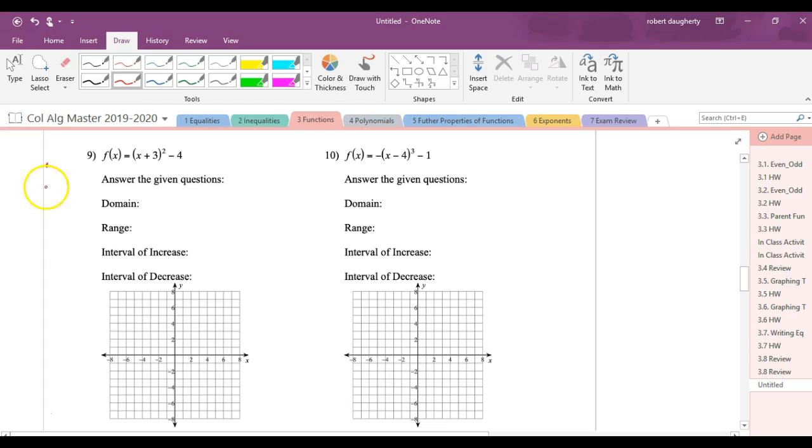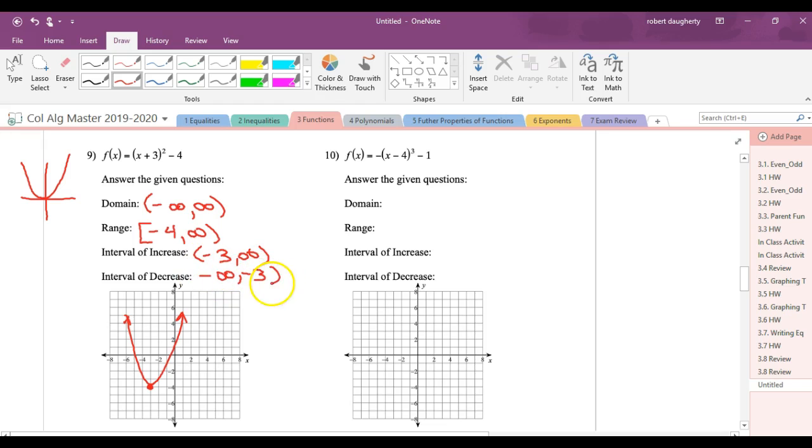This is based on the graph of x squared, and what has happened to it? It has moved to the left 3 and down 4. Left 3 and down 4 is right here. It has not been reflected, so it goes up. Okay, its domain is negative infinity to infinity. Its range is negative 4 to infinity. Intervals of increase. It looks like it's increasing from negative 3 to infinity. It is decreasing from negative infinity to negative 3.